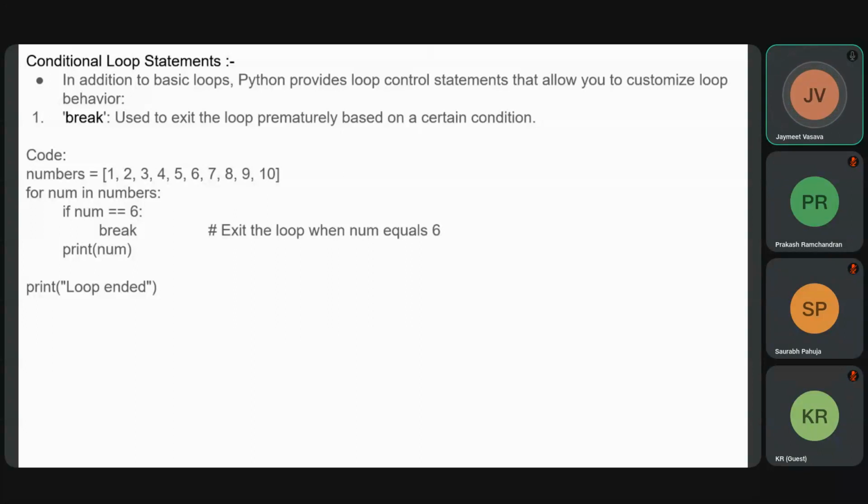Now, the for loop is going to print the numbers 1, 2, 3, 4, 5 normally, but as soon as the number 6 is met, it's going to stop its execution and come out of the loop. And because of the next statement after the for loop, after the loop has ended, the message "loop ended" is going to be shown or printed.